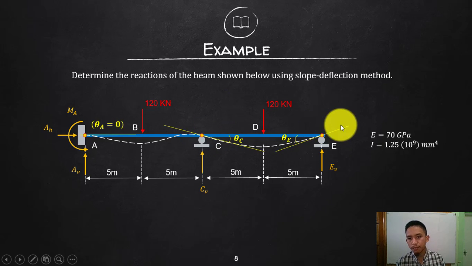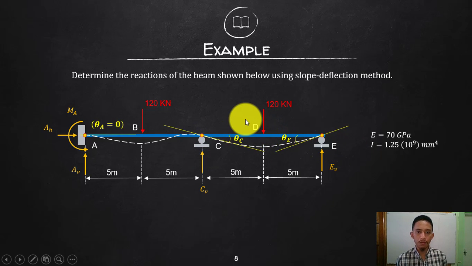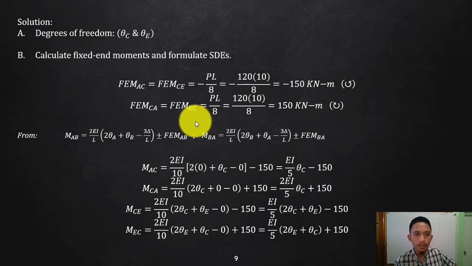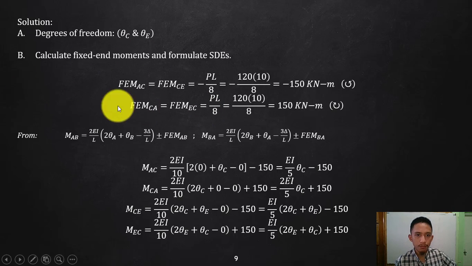The same thing at point E. Summation of moment here, which is actually just the end moment of your CE at point E. Equate that one to 0, since that is a simple support. So that is where we will get our equilibrium equation.